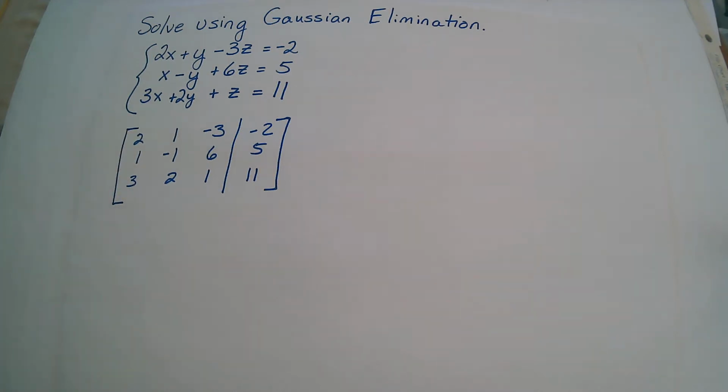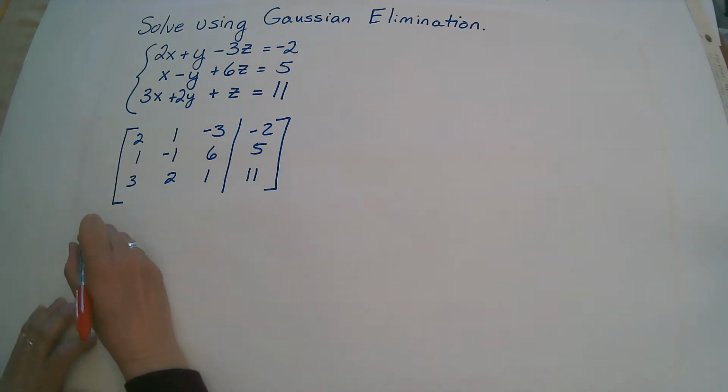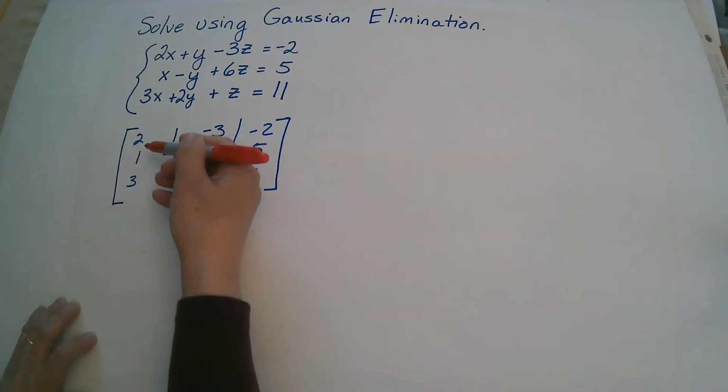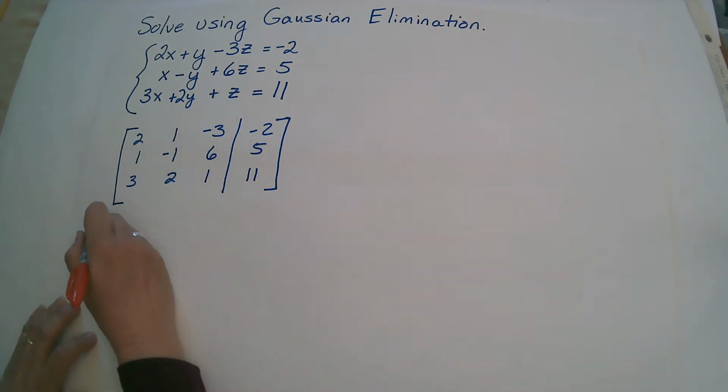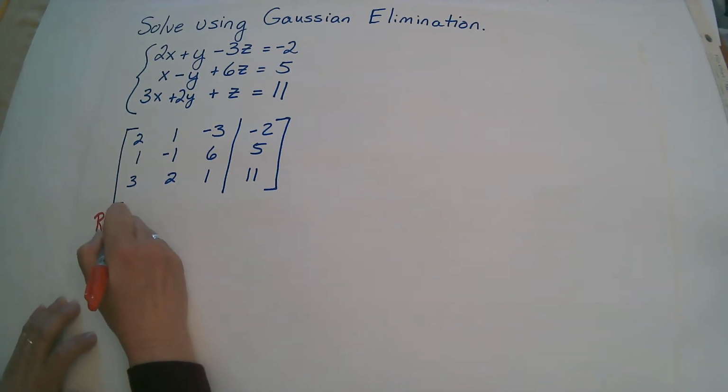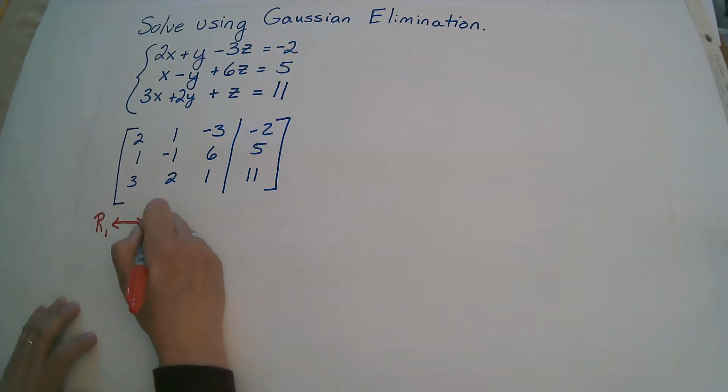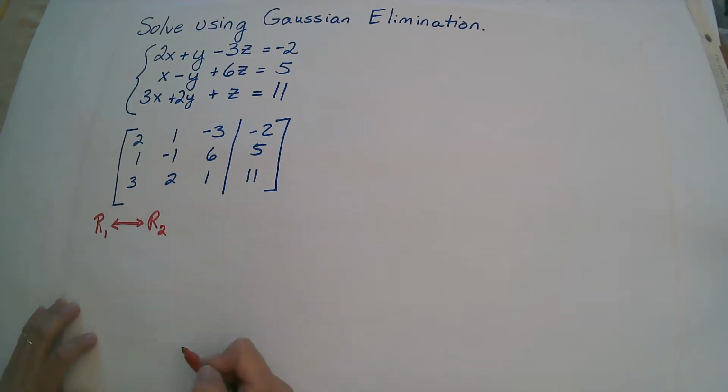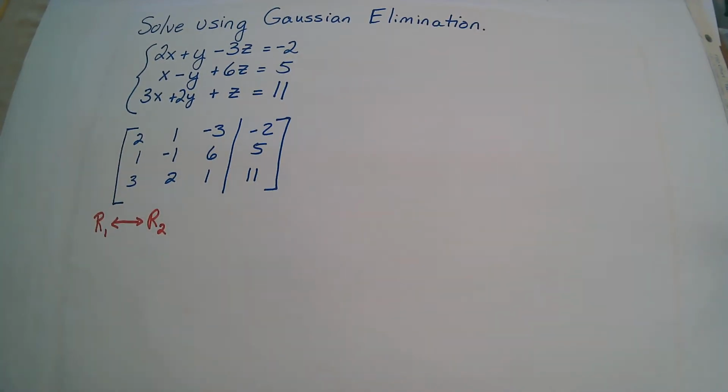Switch these two. And I'm going to write a road map along the way on the steps that we're doing. It makes it much easier to follow, and if you make a mistake, you want to go back and see what you're doing, I would encourage you to do the same. So we're switching row 1 and row 2. So row 1 and row 2 are switching spots. So it looks like this.